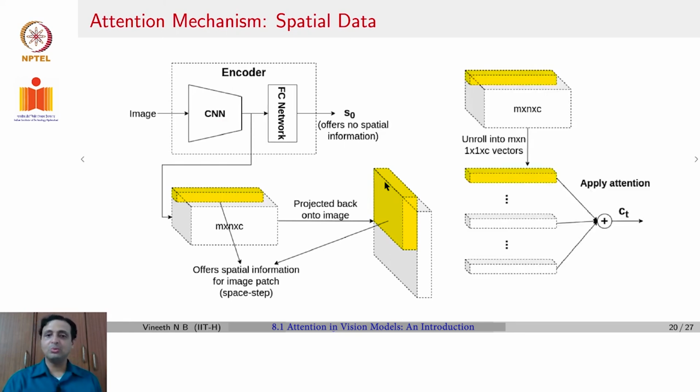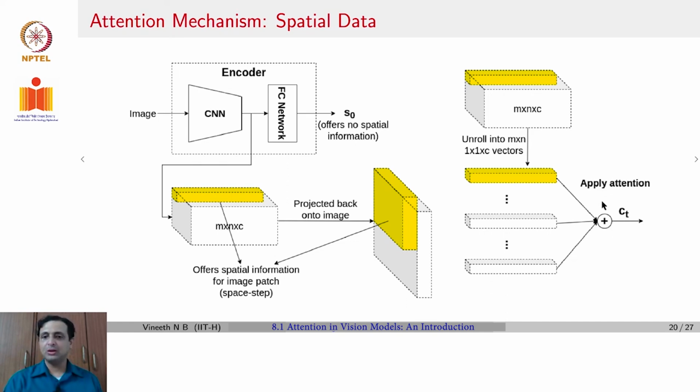So what can we do? We take this feature map that we get at the output of a certain convolutional layer, we can unroll them into 1 cross 1 cross c vectors. So you ideally have m cross n cross c. So you can unroll this into c different vectors, and then you can apply attention to get a context vector.